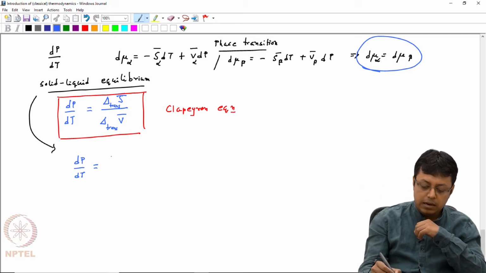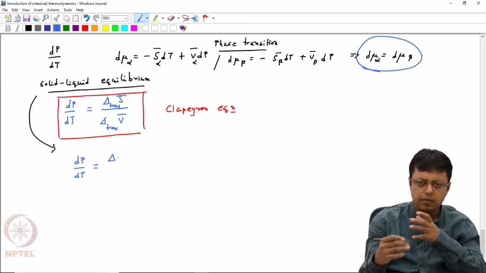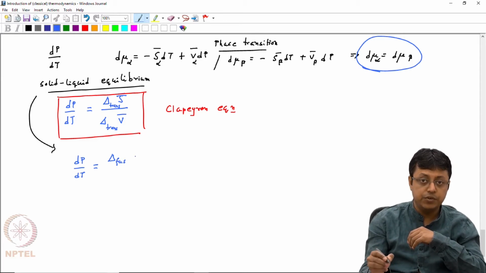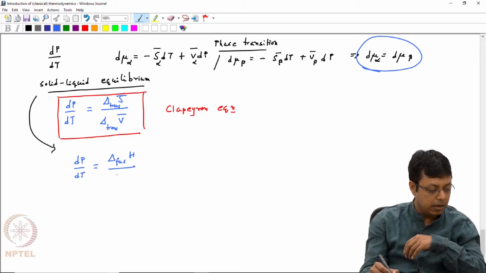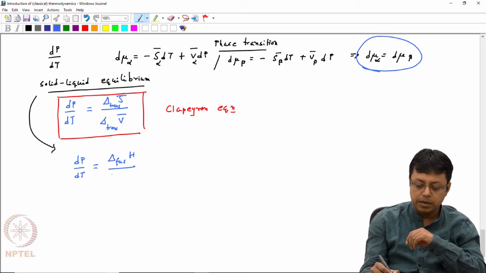That process we call fusion. It's a solid to liquid transition and vice versa, so we write the transformation as fusion. That's why I'm writing the subscript FUS. It will be delta H divided by T, if you remember the formula for the change in entropy, dQ reversible by T, and we'll have T delta fusion V, with molar volume, and this is also the molar enthalpy.